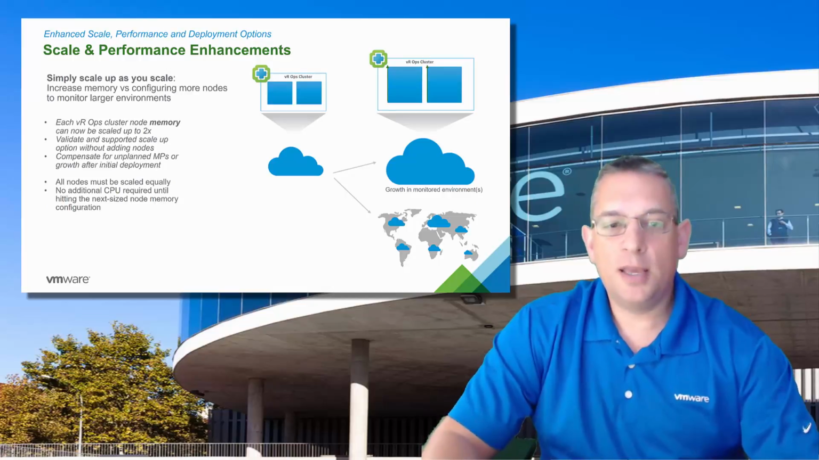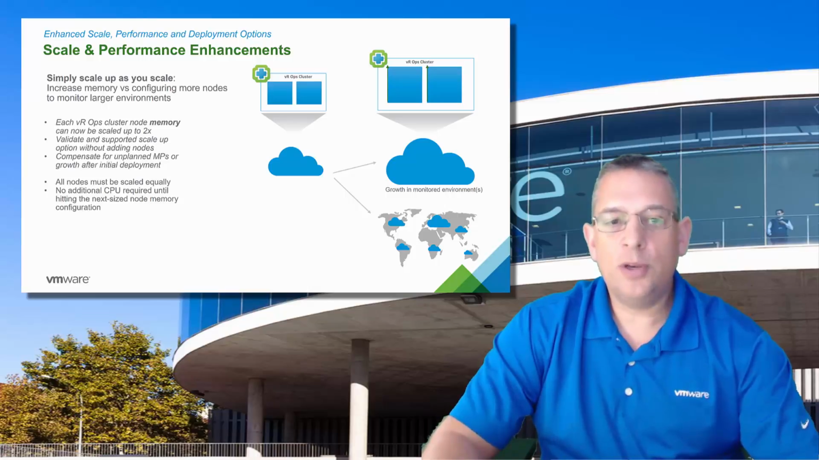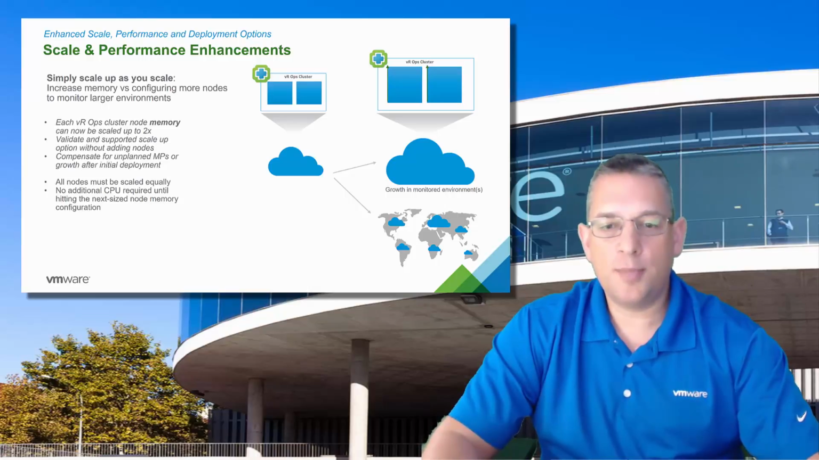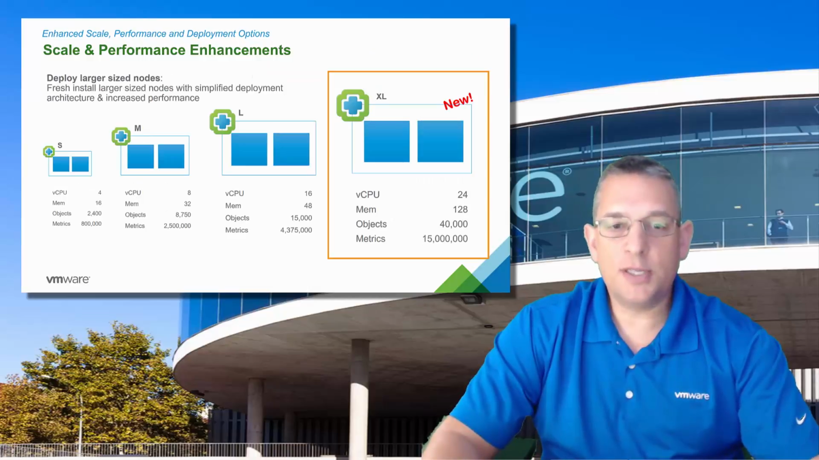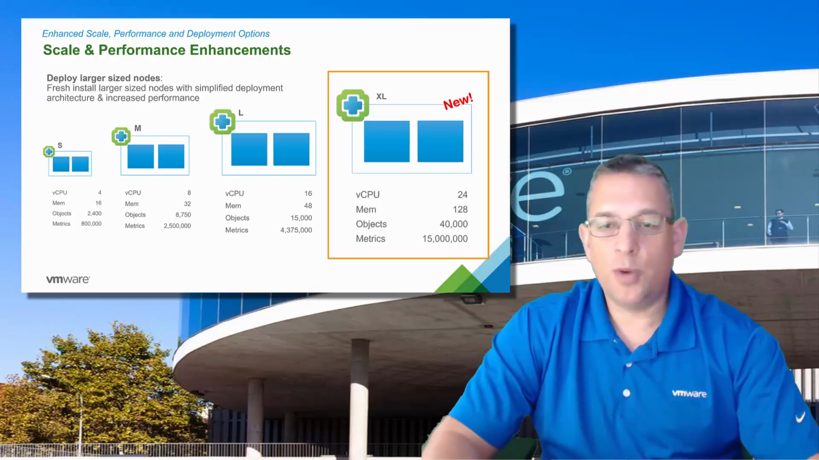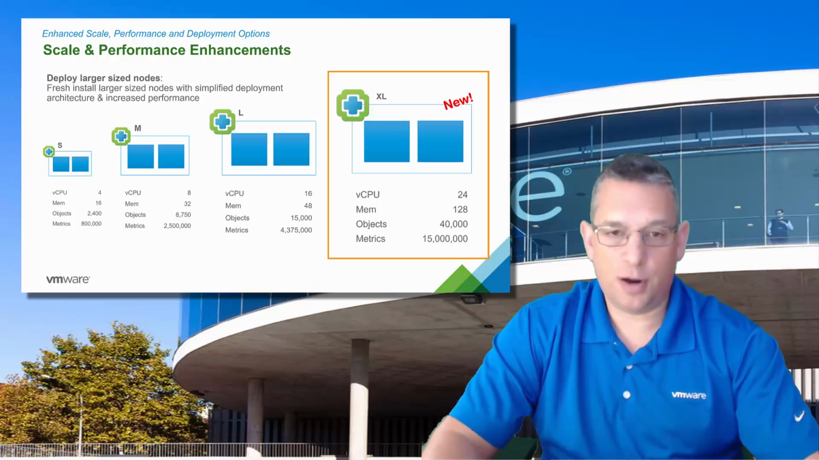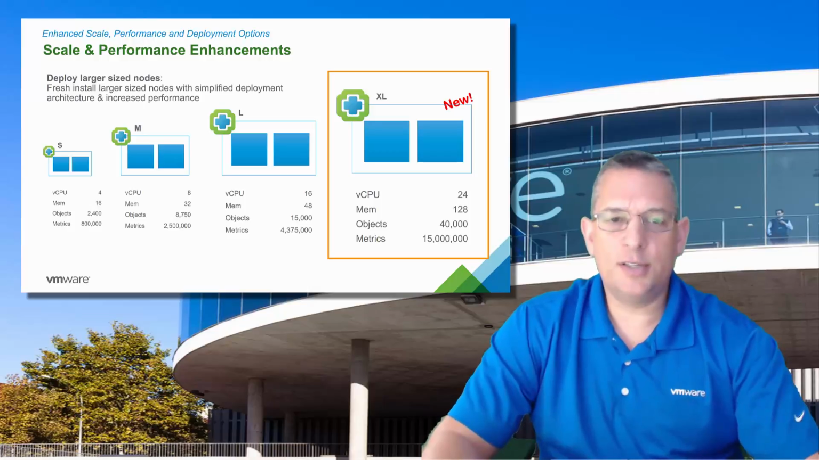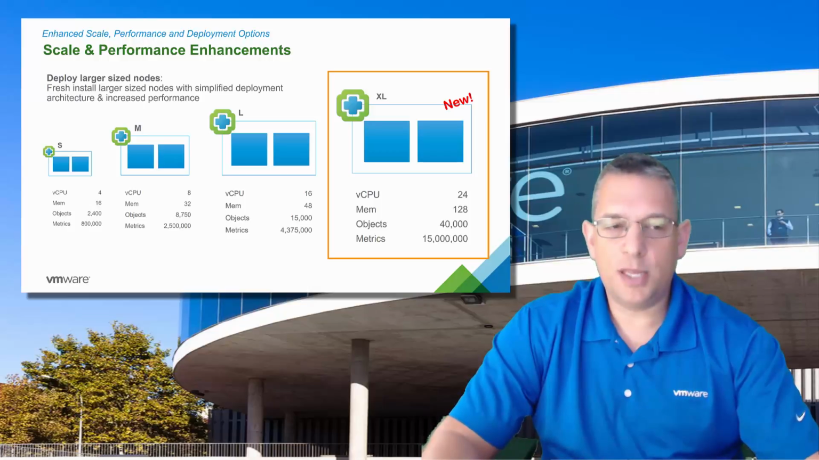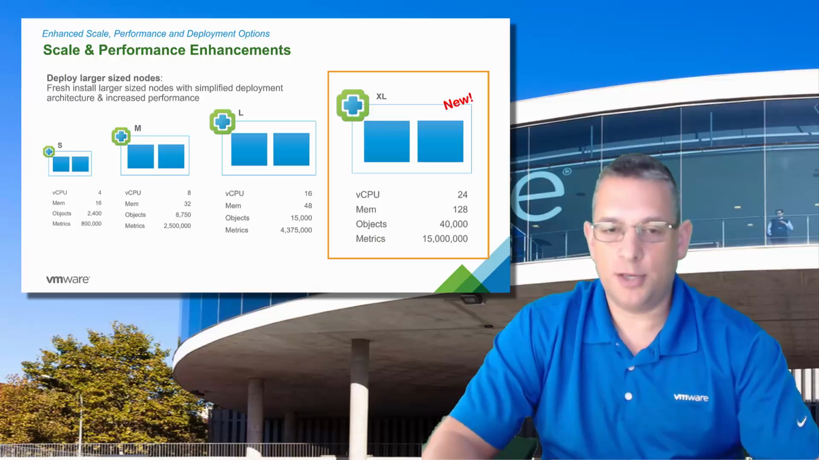The third is we've made it simple for you to scale up as your environments also scale up and out. So now when you need to scale up because of increased resource monitoring, you can scale up to 2 times the amount of memory for your vRealize Operations nodes than you could before. The fourth enhancement is that we've added a new ExtraLarge Profile for when you're deploying and need to monitor extremely large environments. So again, it just gives you another alternative. As you see with the ExtraLarge, it comes with 24 virtual CPUs, 128 gigs of memory. It can do up to 40,000 objects and up to 15 million metrics. So a very large environment there with that ExtraLarge Profile.